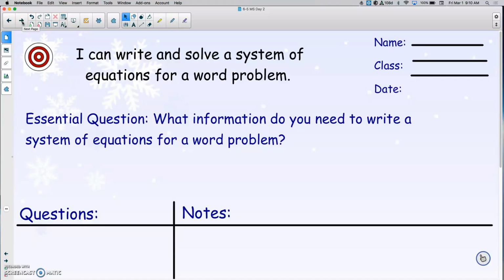So our essential question, we're focusing on what information you need. So our EQ says, what information do you need to write a system of equations for a word problem? So think about the different things that you need to have. Think about how many equations you should have, how many variables, and what our systems have looked like.